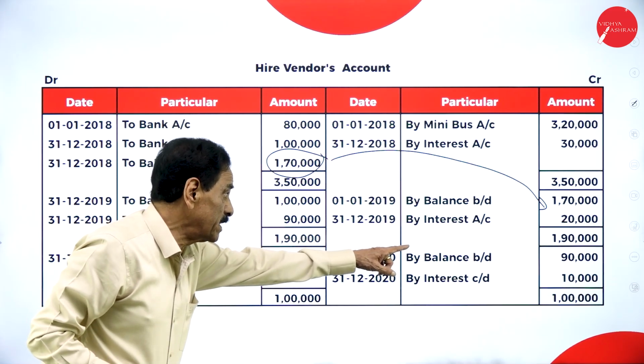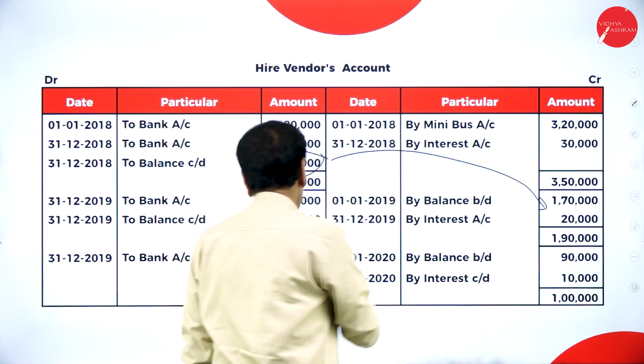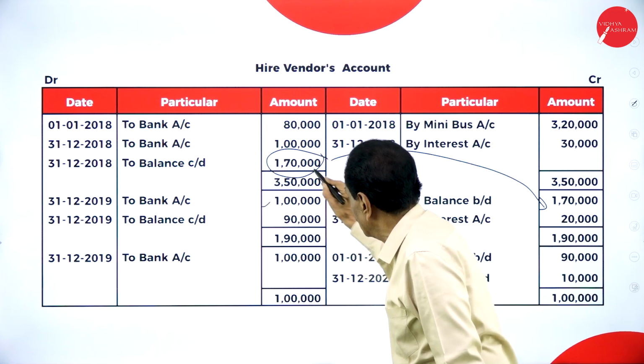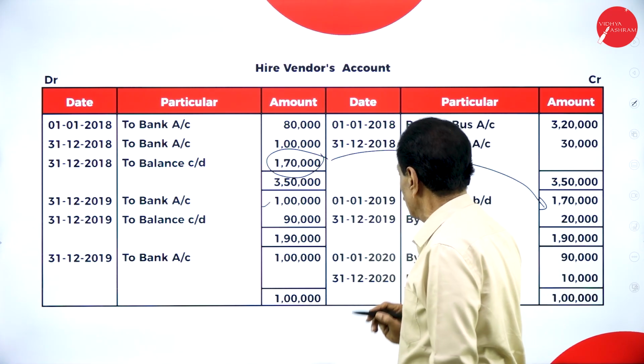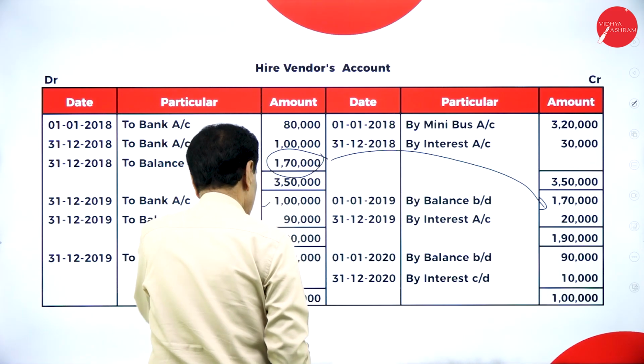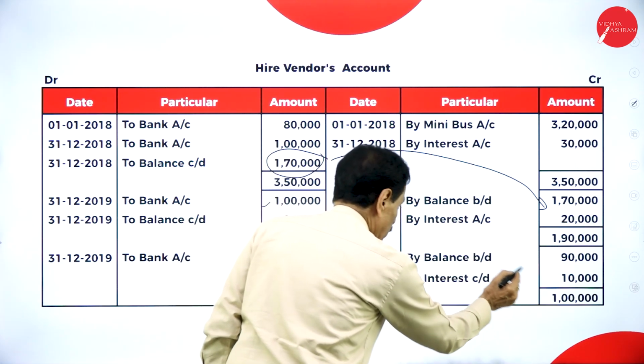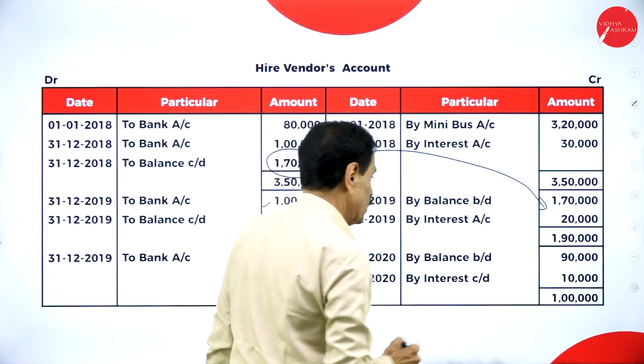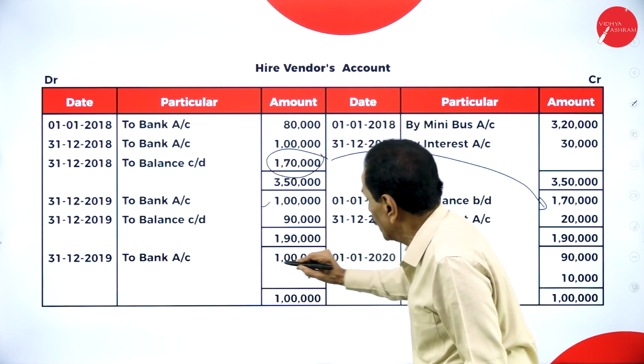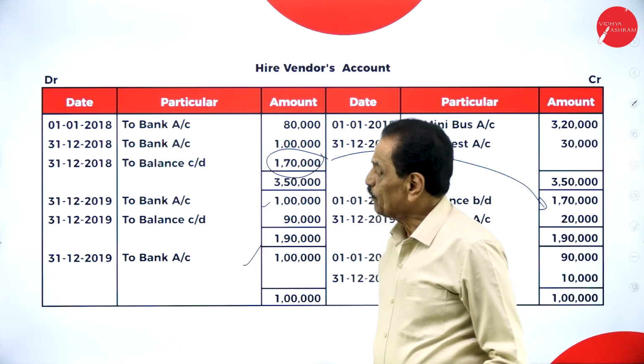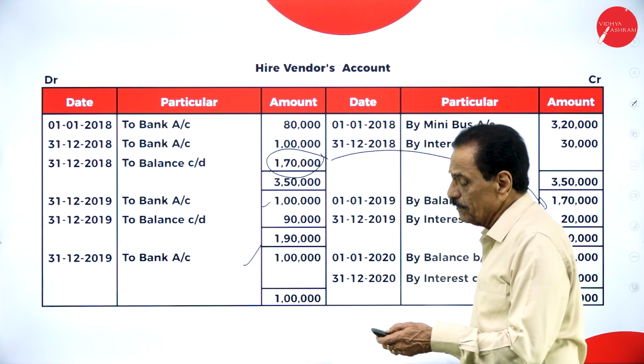1,70,000. Interest of the second year is 20,000. Then he pays 1 lakh every year. The balance is 90,000, so the balance carried down is 90,000. Interest of this year 10,000. Totally 1 lakh. He pays 1 lakh rupees. Hope you understand. Then we'll move on.